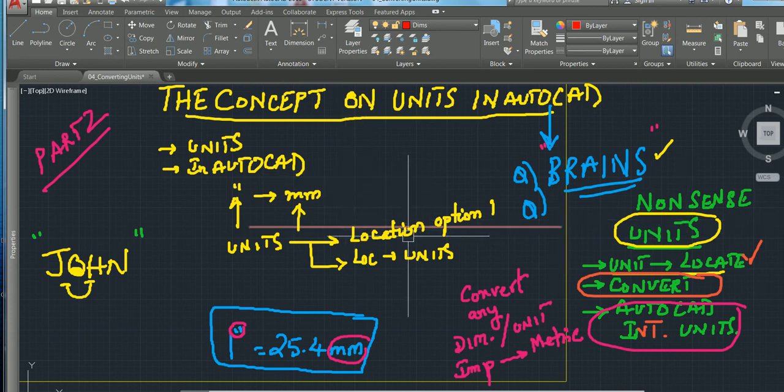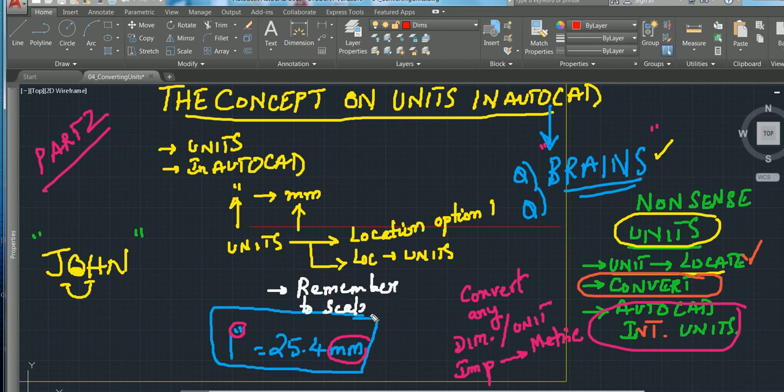So this is clear. You know how to convert now. After you convert the units, what must you do? You must always remember to scale. So what very important concept did you understand? AutoCAD does not care what units you are. He only knows units. He doesn't care if it's in imperial units or in metric.